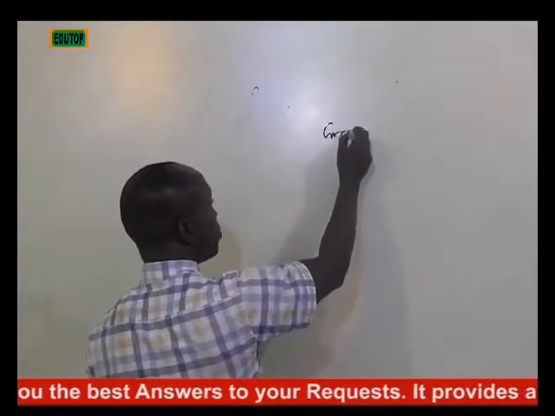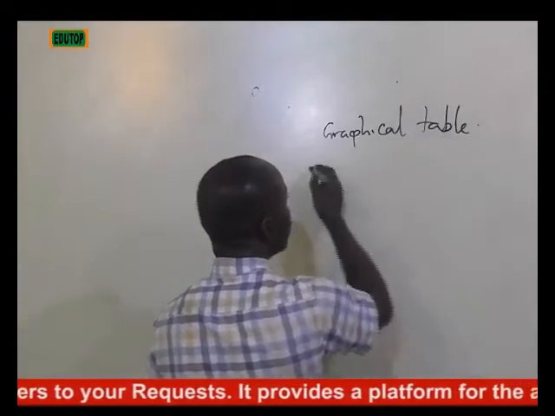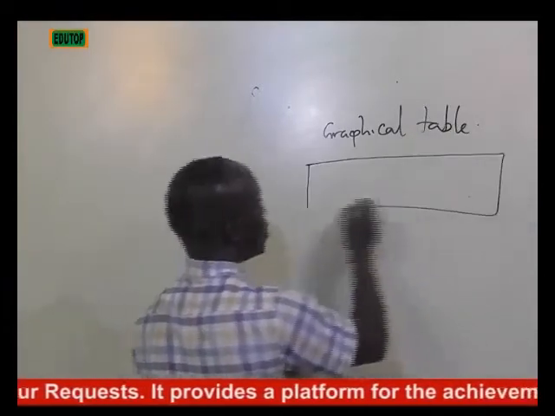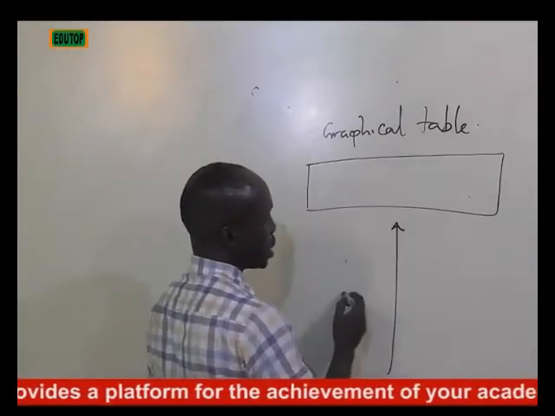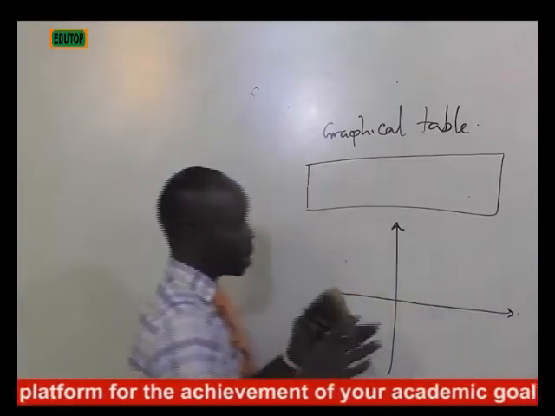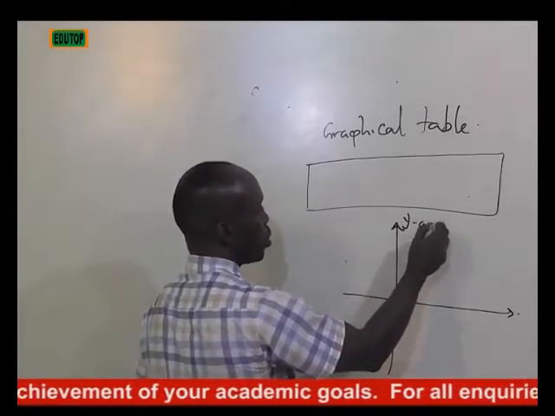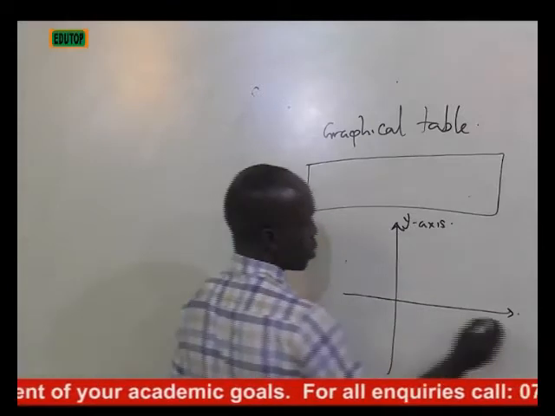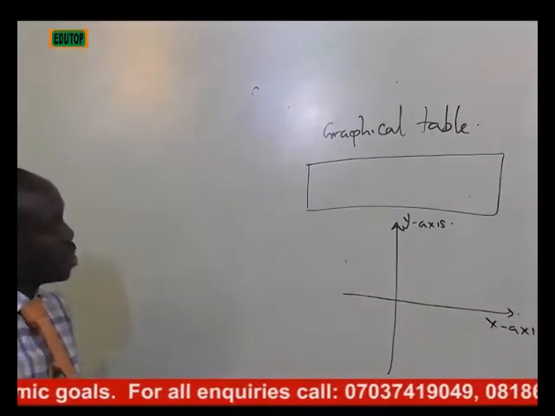There's what we call a graphical table. Now, what is the function of the graphical table? It could be like this. If you are conversant with your graph book, we have what we call the Cartesian plane or Cartesian axis. The vertical one is always called the y-axis, while the horizontal one is called your x-axis.